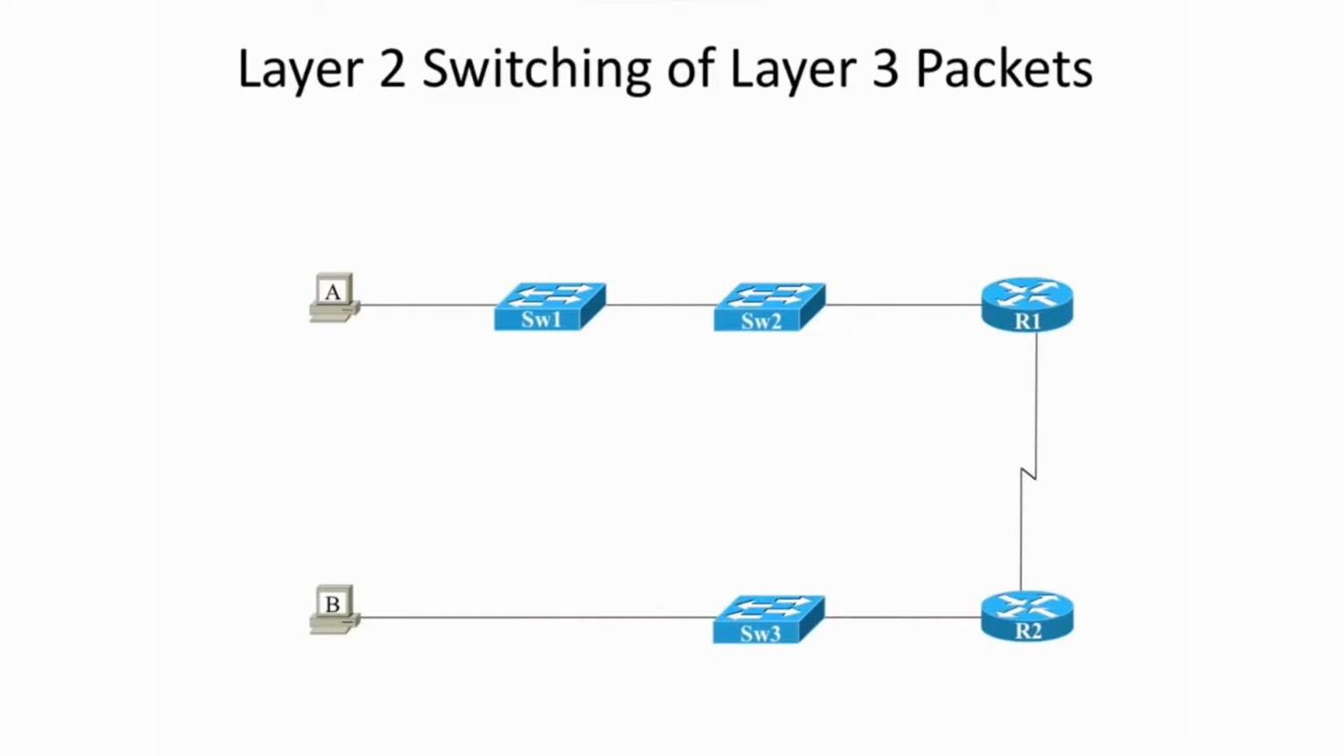All right, let's take a look at our first topic. Now, one of the first things that people tend to get confused about has to do with that title up there, Layer 2 Switching of Layer 3 Packets. So here we've got a pretty small network. We've got some LAN switches, some routers, and some hosts. So let me set up the design for you for a moment and then talk about what I mean by Layer 2 Switching of Layer 3 Packets.